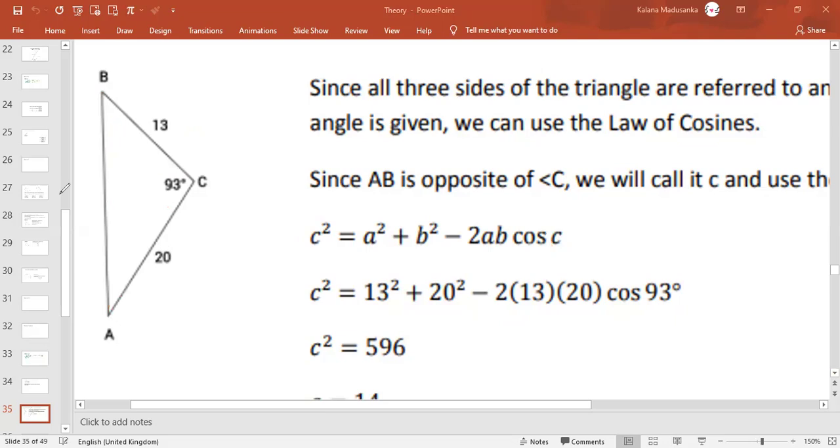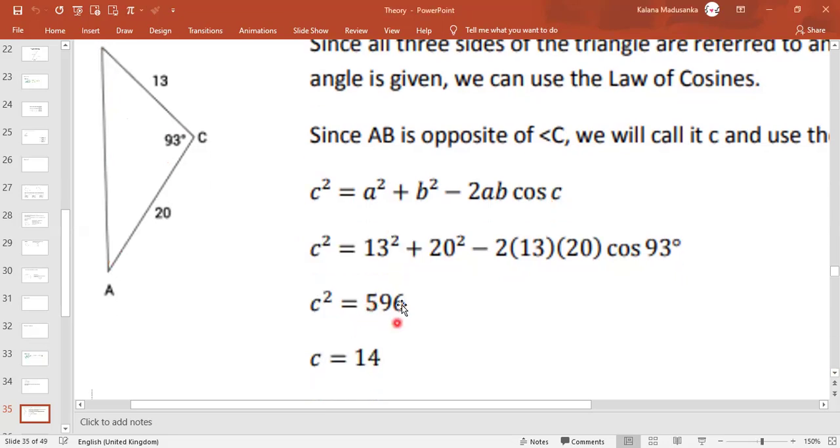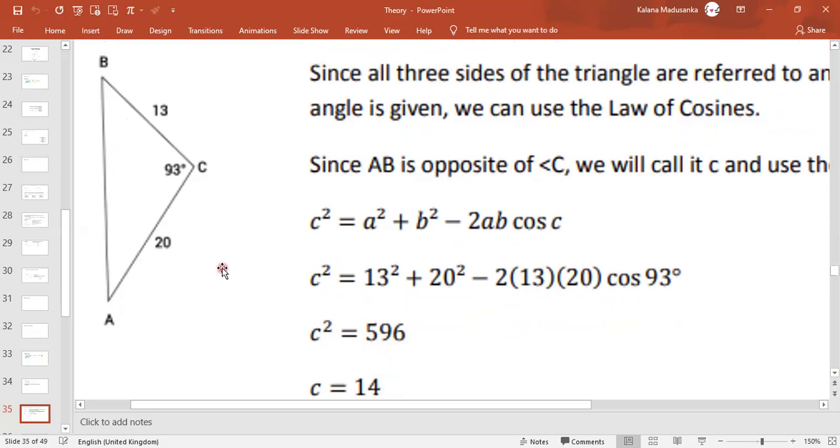AB length is how much then? Not 596. Okay, this is not the final answer. You have to square it. So the answer is like 14. And let me ask you this question, where can we use the cosine rule now?